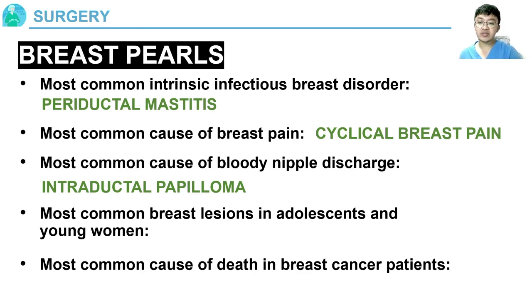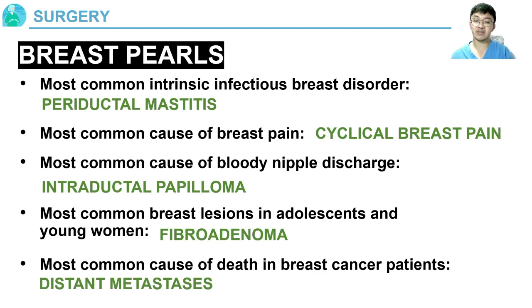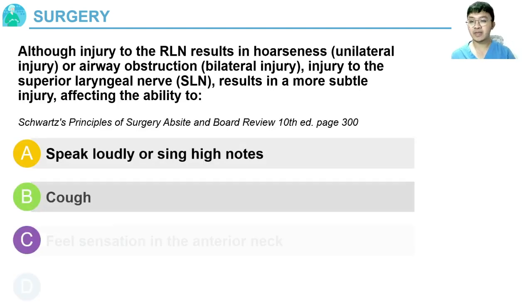Next, the most common breast lesion in adolescents and young women is your fibroadenoma. Your fibrocystic changes are most common in patients who are premenopausal, adolescents, and young females. Most common cause of death in breast cancer patients is actually distant metastasis. Again, metastasis is the most common cause of death in breast cancer patients.